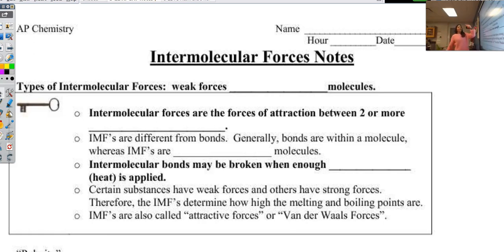Okay, so they're weak forces. They're very, very weak. When you think of bonding, for example, these are not bonds, even though you're going to see that one of them is called a bond. But they're not actually bonds. So these are weak forces.